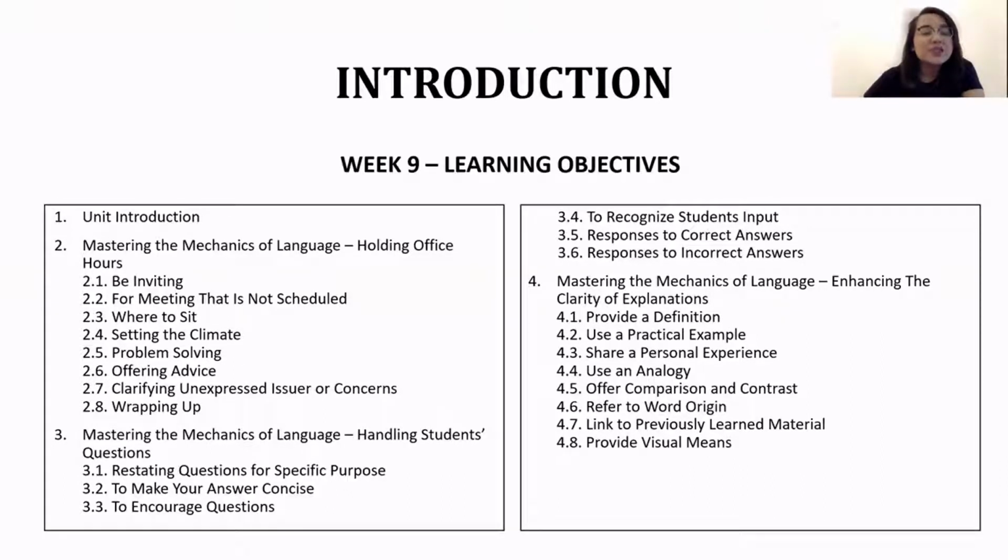And then in section 2, well, actually section 2 up to 4, it will be mastering the mechanics of language. But there are 3 types of it. The first one is holding office hours. And there are 8 subsections, as you can see there, from be inviting for meeting that is not scheduled up to wrapping up.